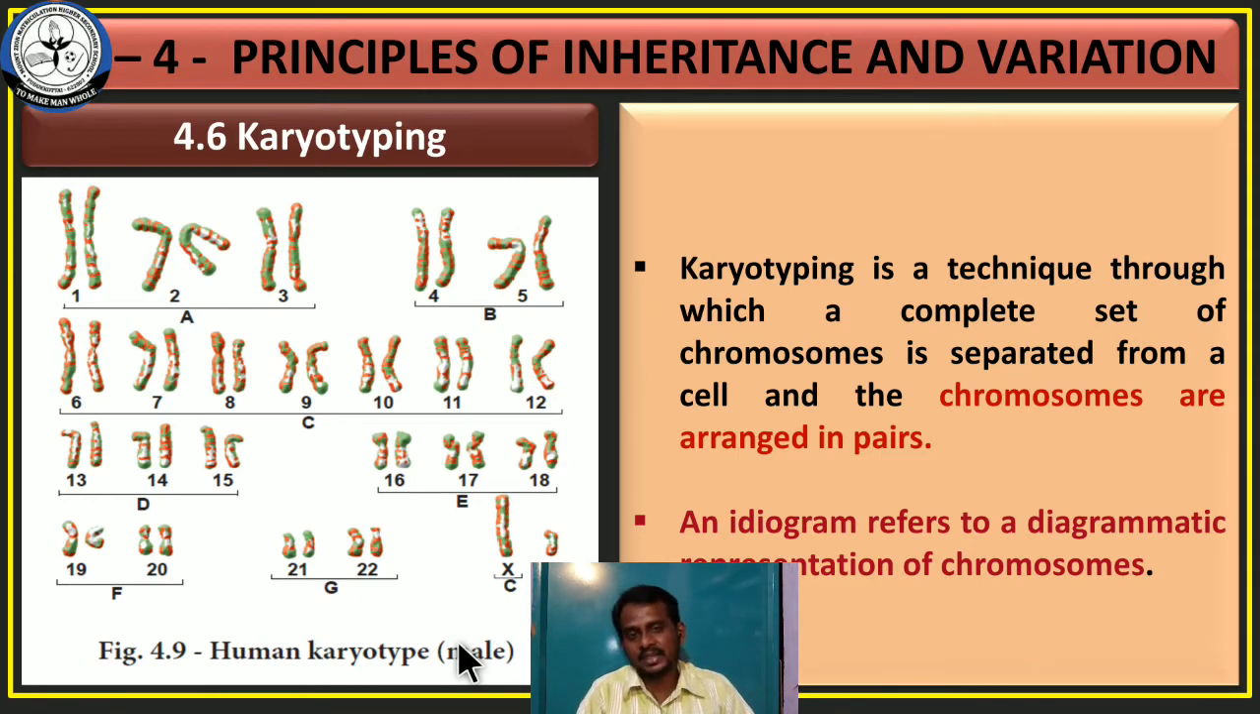In the previous class we completed X-linked inheritance and Y-linked inheritance. On the topic of X-linked inheritance, we completed hemophilia and color blindness. And in Y-linked inheritance, we discussed hypertrichosis. These are the three diseases we discussed on the topic of X-linked or Y-linked inheritance.